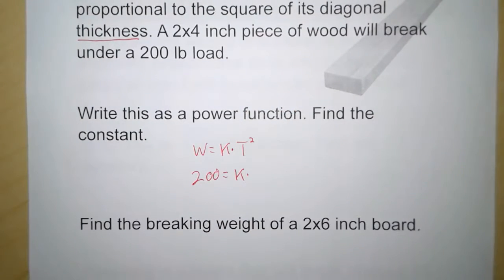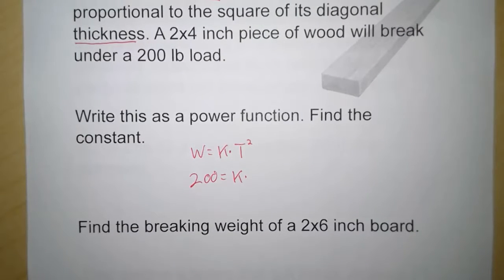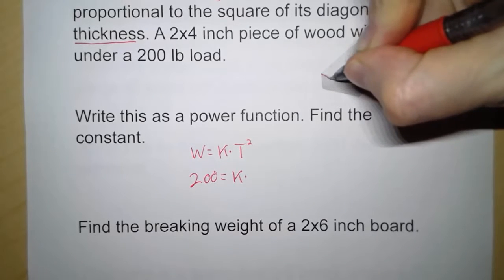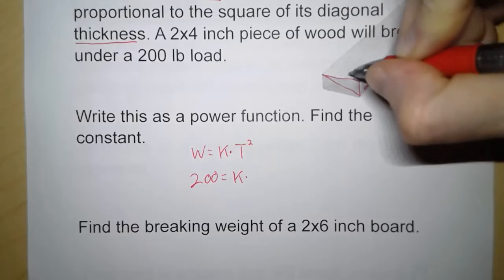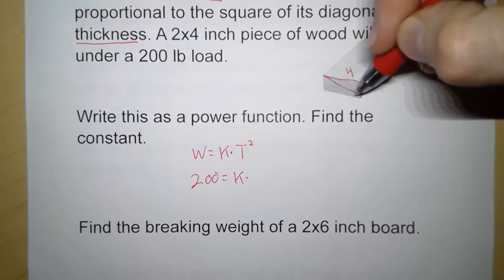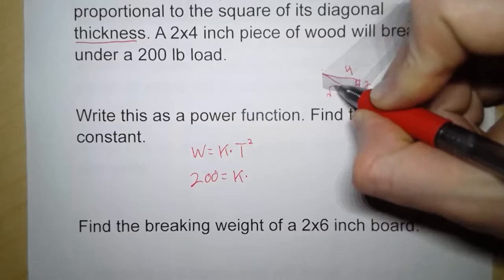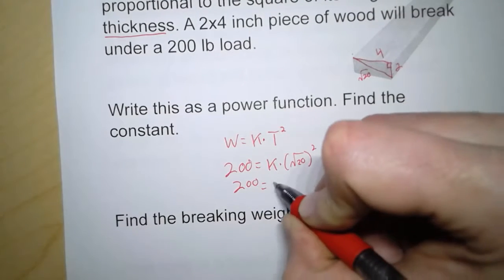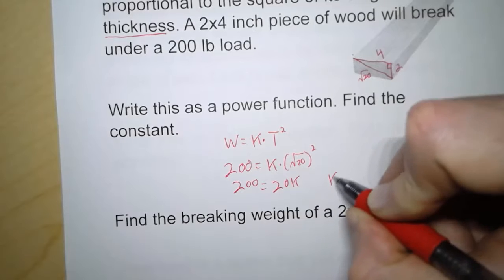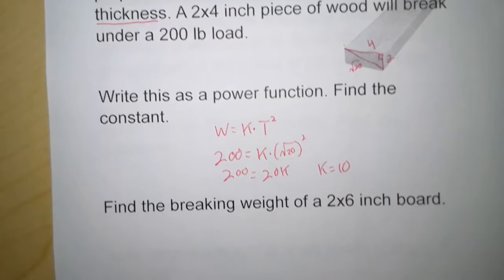Now when we talk about our thickness, what we're looking for is this length from here to here. So we say that this is 4 and that this is 2 inches. So we want the thickness from here to here. Now remember, this is a right triangle, so we're going to use the Pythagorean theorem, and we get a length of square root of 20. So square root of 20 squared means that we get 20K on this side, so that means K equals 10. So now what we want is to find the breaking weight of a 2x6 inch board.